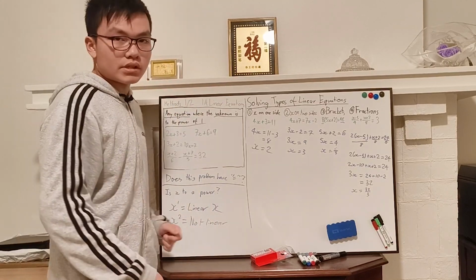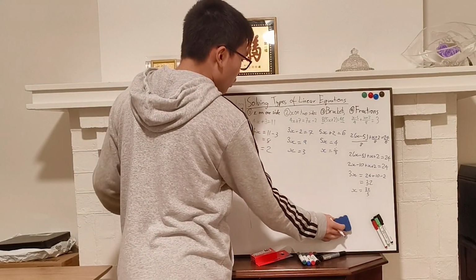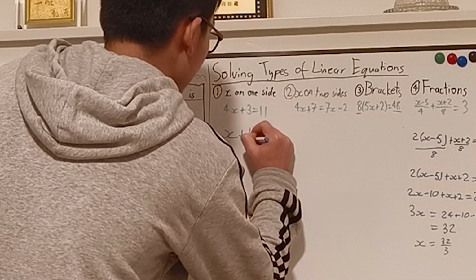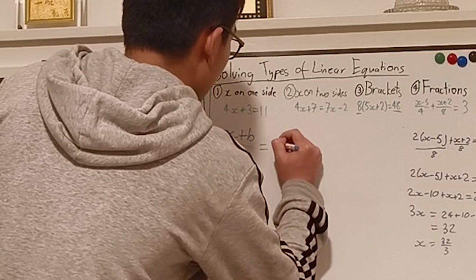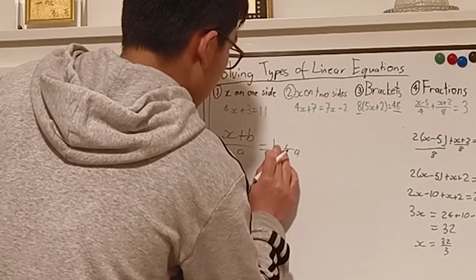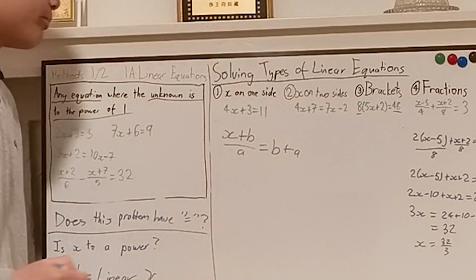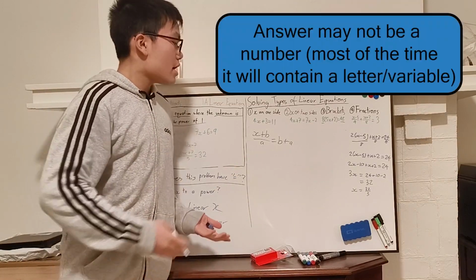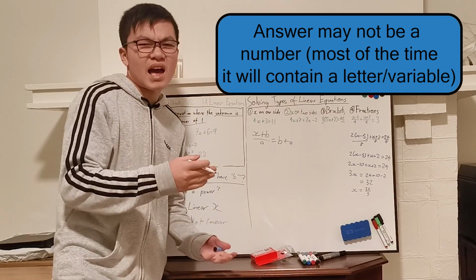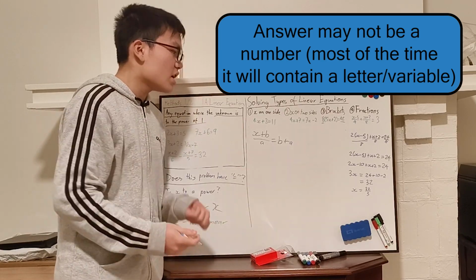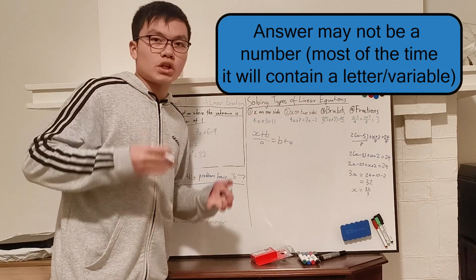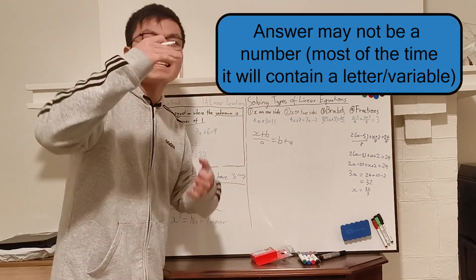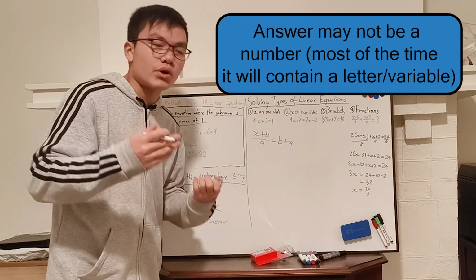There is one more though, and this is going to be literal equations. So an example would be probably x plus b over a equals b plus a. So those are literal equations. What this means is that there are no numbers, or sometimes there can be a mix of numbers and letters, but some of the time there's going to be just letters or variables, no numbers or anything, so you can't really get an exact figure or number as your answer.